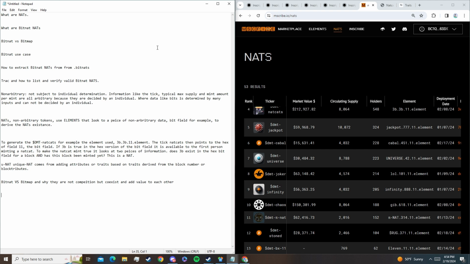So a big question people are asking is, what is a nat, right? So a nat is a non-arbitrary token, okay? What does non-arbitrary mean? Non-arbitrary means it is not subject to an individual determination. So information like a tick or typical max supply and mint amounts per mint are all arbitrary, right? These numbers are decided by an individual, where data like bits is determined by many inputs and cannot be decided by an individual. So normally when we were to make a token, you would put in a max supply as an individual, and you would also put in the max mint amount, right? These are all numbers decided by one person.